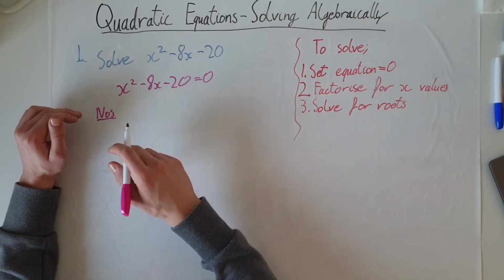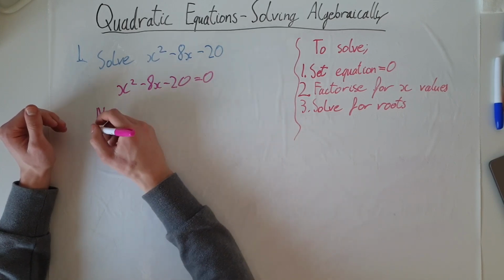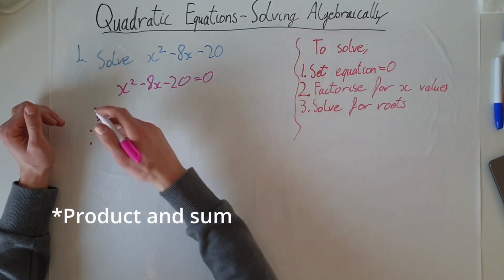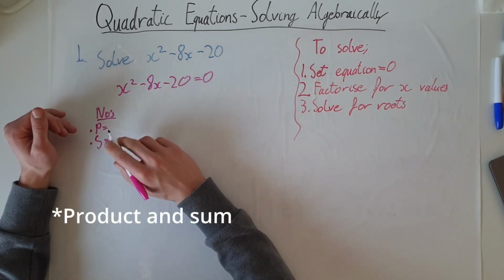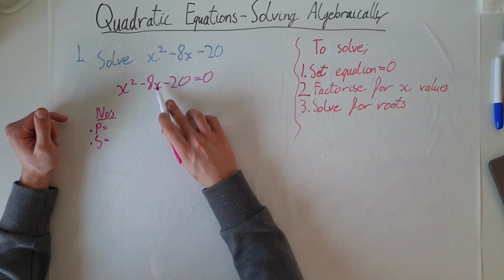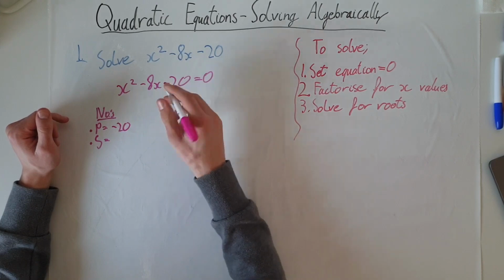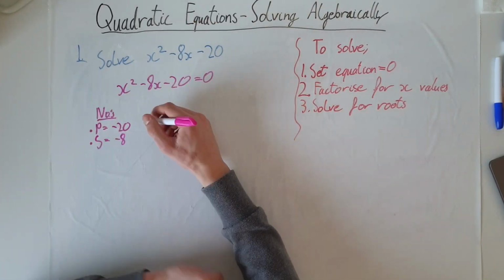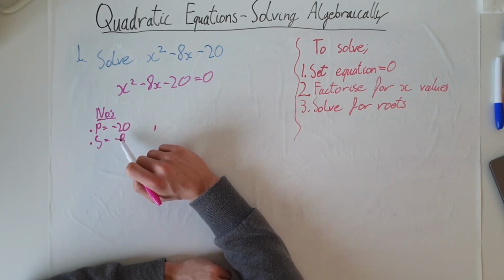we have to think of two numbers for our problem and our solution. So we know we have to find two numbers that multiply to get minus 20 and two numbers that add to get minus 8.